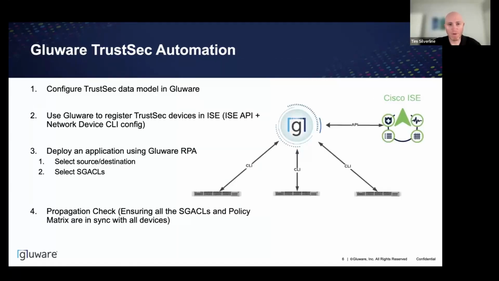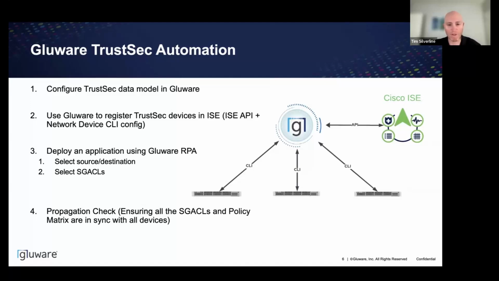So maybe let's talk a little bit about what Gluware does in our initial automation strategy around TrustSec, and how you actually go ahead and implement that. And then we can jump right into the demo and actually demonstrate how this works. So Gluware has built a data model specifically for Cisco TrustSec, where we have allowed all of the different elements that you need to onboard all the devices into a TrustSec environment to be configured inside of the Gluware UI. Once we've configured that data model in Gluware, it can then be used over the network to configure ICE via API, as well as do all the CLI configurations of the network devices via SSH.